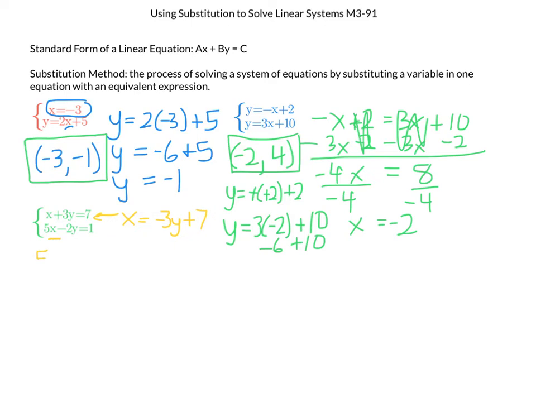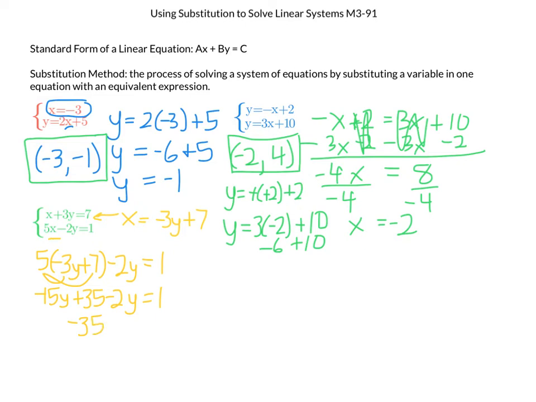So 5 times x, and x now is negative 3y plus 7, minus 2y equals 1. So now I need to distribute. 5 times negative 3y is negative 15y. And 5 times positive 7 is plus 35. And I write down everything else. Minus 2y equals 1. Well, I see that I can combine like terms on the left side, and I need to get rid of the 35, and I need to combine it with its like term on the other side.